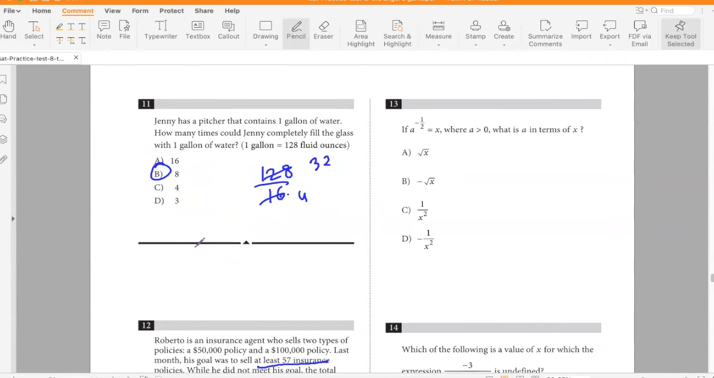If A to the power minus 1 by 2 is X, what is A in terms of X? So A to the power minus 1 by 2 is X. So 1 over A to the power 1 by 2 is X. So 1 over X is A to the power 1 by 2. So 1 over X squared is A. So A is 1 over X squared.